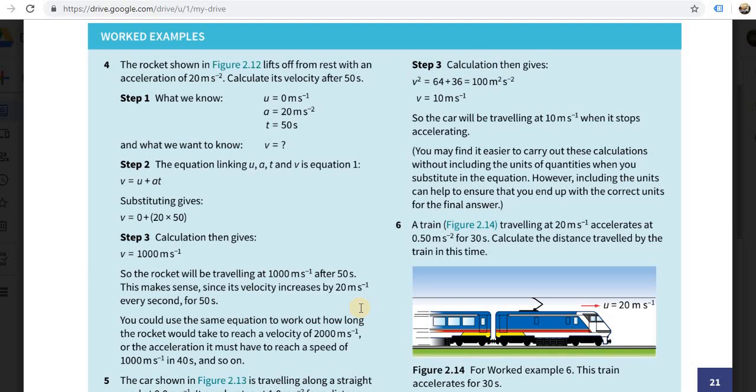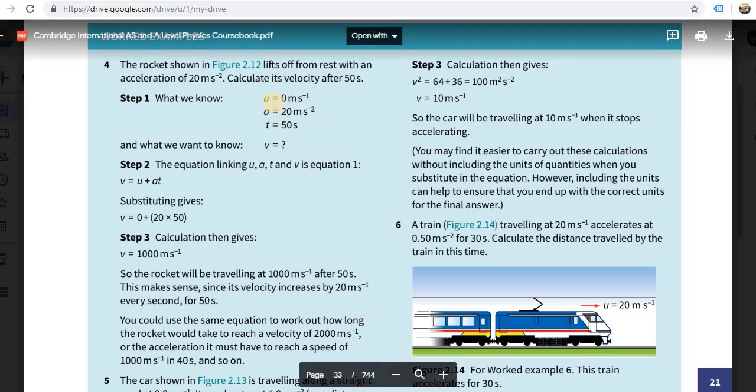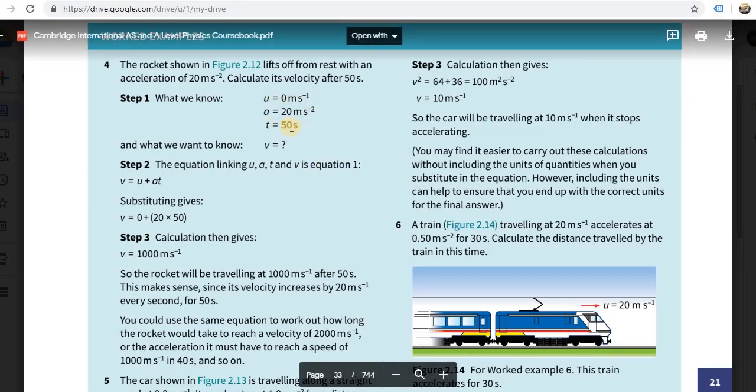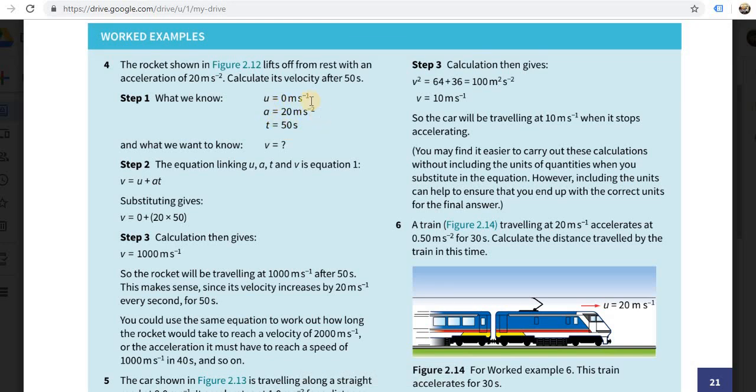This makes sense since its velocity increases by 20 meters per second every second for 50 seconds. The acceleration units are 20 meters per second squared. That means after every 1 second, the velocity increases by 20 meters per second. So after the first second, the velocity is 20 meters per second. After the second second, the speed is 40 meters per second. So every second, the velocity is increasing by 20 meters per second. That's what we mean by an acceleration of 20 meters per second squared. 20 meters per second squared is 20 meters per second per second.